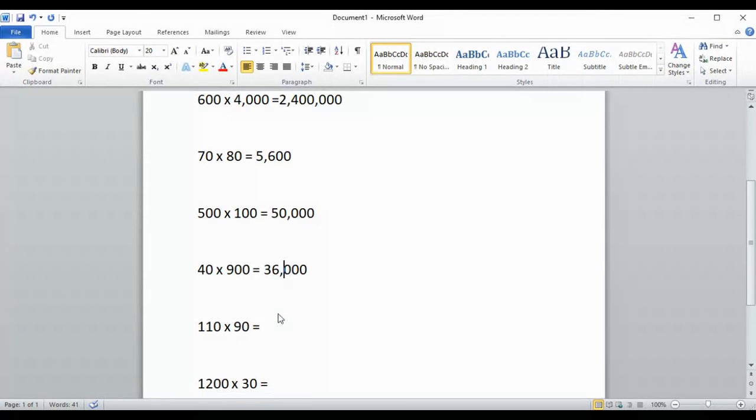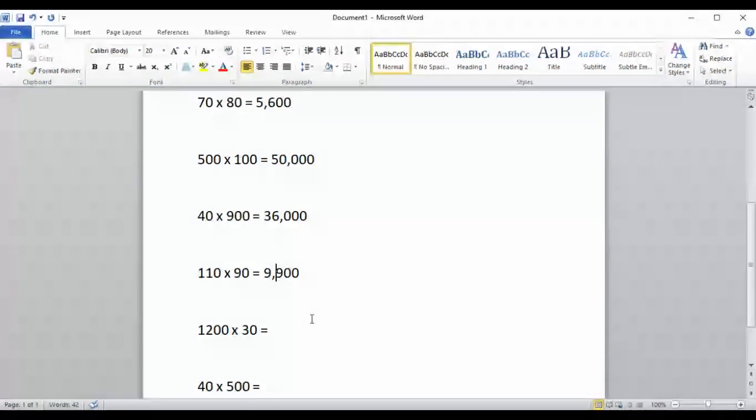Next, we have 110 times 90. This might give you a little bit of pause, but I want you to look for the math fact. 11 times 9. You can do that. What is 11 times 9? 99. And then we add 2 zeros. And finally, our comma for 9,900.